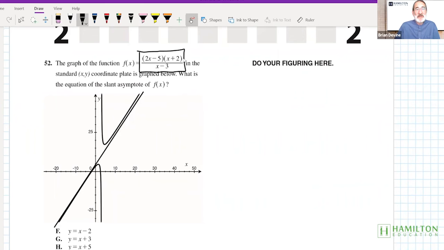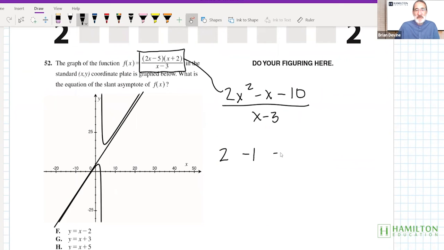So if I look at the top, this would be 2x squared minus 5x plus 4x, so minus x minus 10. And I'm going to divide that then by x minus 3. Now, I can do a polynomial division. I can do a synthetic division. I prefer synthetic because it's quick and easy. Or if you have a good calculator, it will do it for you.